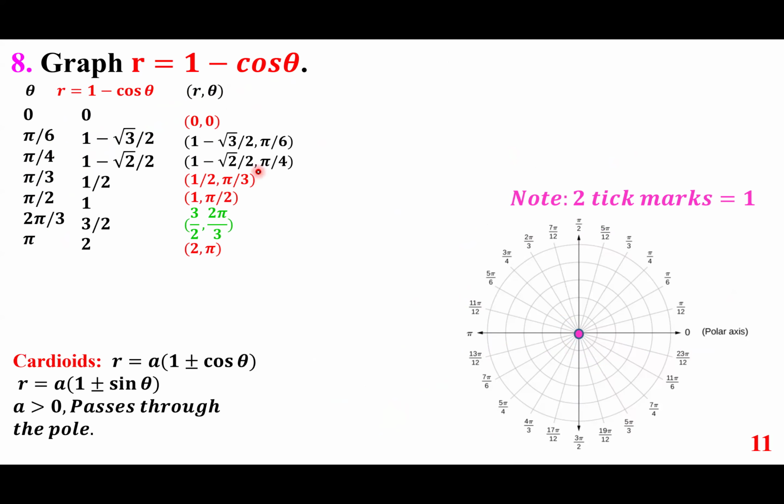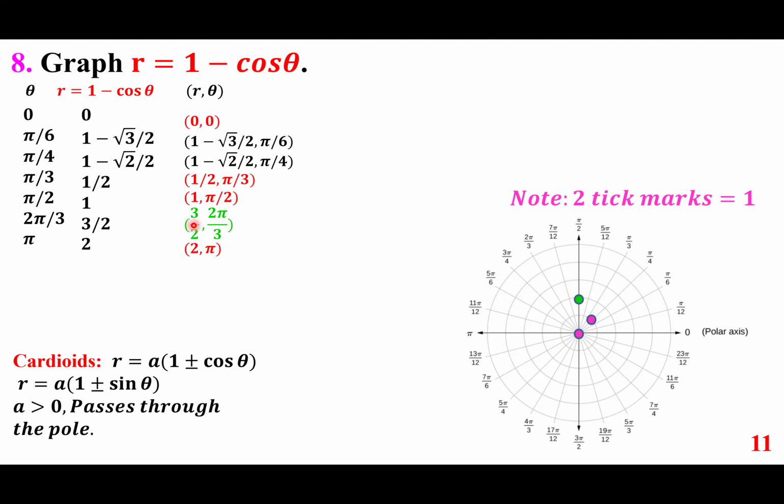And how do I locate that? First, look for pi over 3. Here's pi over 3, this one. We said 2 tick marks means 1, and 1 half means we go with 1 tick mark. So pi over 3 and 1 tick mark. Then the easy one: 1, pi over 2. First locate the theta. Pi over 2 is here. And for 1, we go with 2 tick marks, 1 and 2.